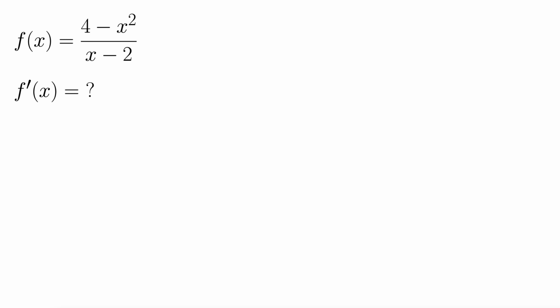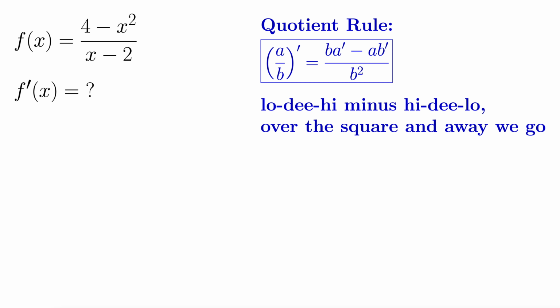Let's try our hand at the quotient rule. We have f of x equals 4 minus x squared over x minus 2, and we're wondering what the derivative is. So here's the quotient rule, which can be easily mentally encoded using lo-dee-hi minus hi-dee-low over the square, and away we go. Pause the video, use the quotient rule to evaluate that derivative, and then we'll compare notes.